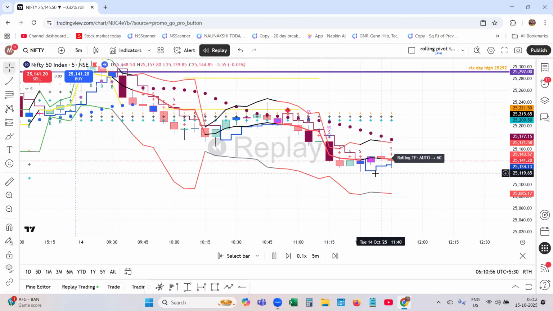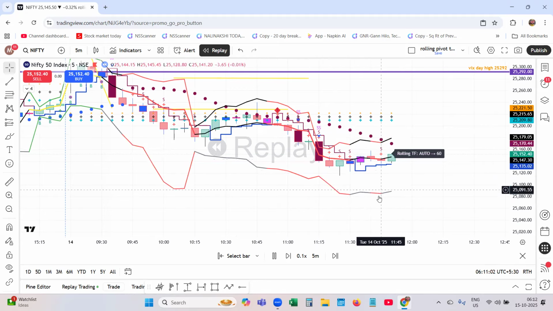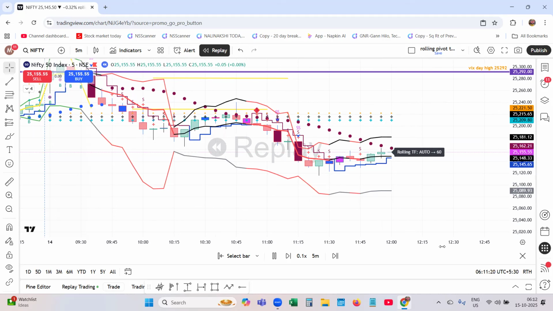The shorter period Gann HiLo is blue, and the rolling pivots are red to neutral. They have not become green. That is most important. When they become green, the price has to close above this. Then only they will become green. Just watch it.